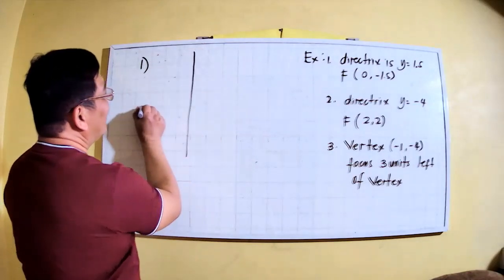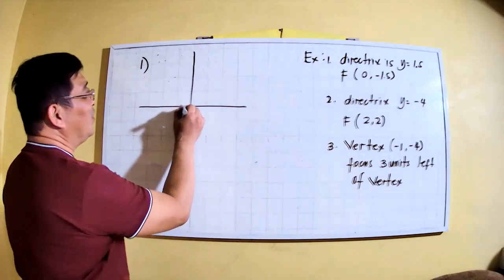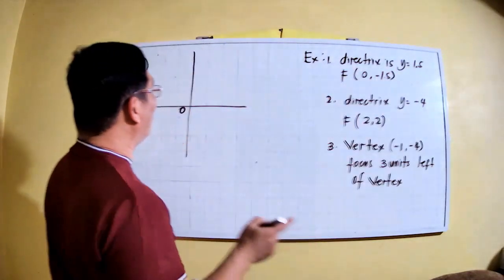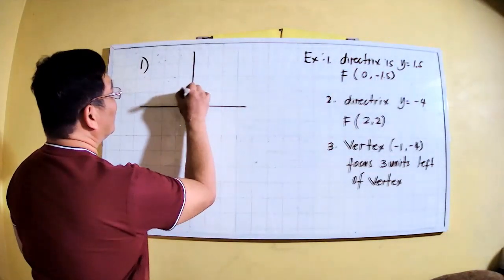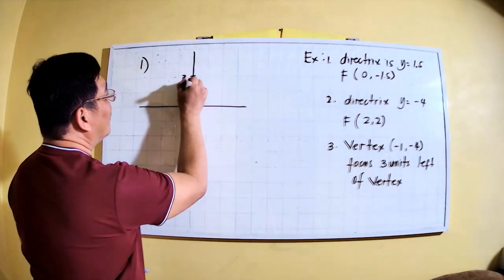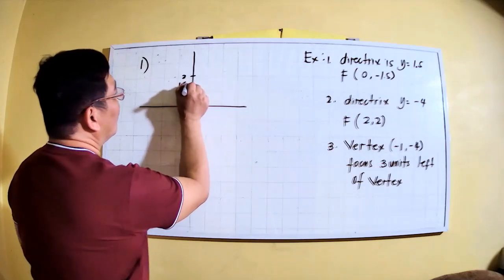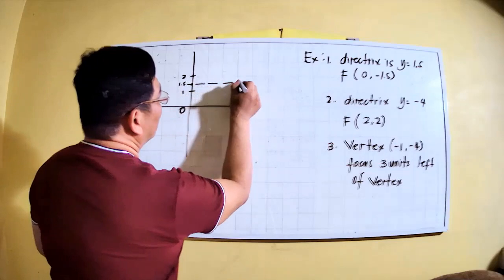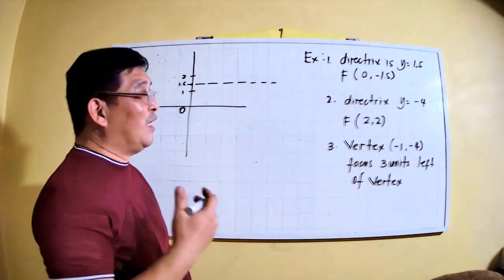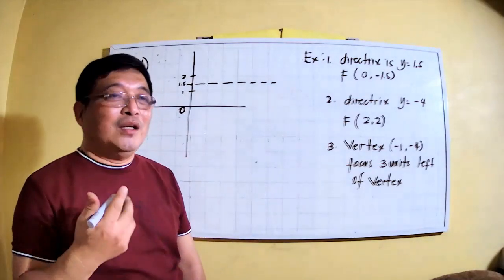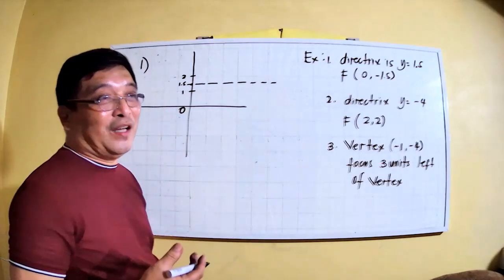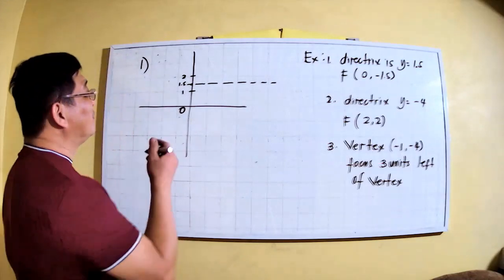So ilagay muna natin sa coordinate plane. Okay, here's 0. At kunin natin yung y directrix. Y is equals to 1.5. So yung y is 1.5. This is 1. This is 2. Ito siya, 1.5. Pag sinabing y is equals to 1.5, y siya, ibig sabihin, the graph is a horizontal one. Pagka x naman yung i-identify, vertical yung graph.